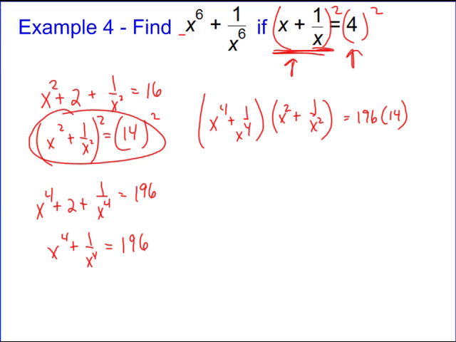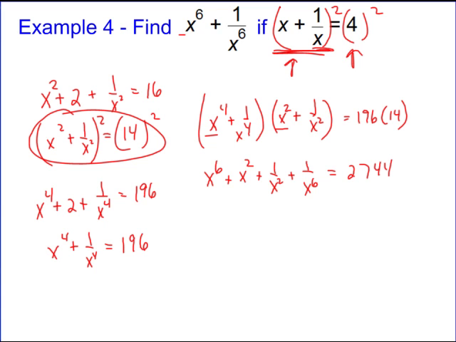Then, when I multiply this out, well, this times this gives me the x to the 6th like I'd hoped. X to the 4th times 1 over x squared, well, that gives me x squared. And then 1 over x to the 4th times x squared gives me 1 over x squared. And 1 over x to the 4th times 1 over x squared equals 1 over x to the 6th. And then I multiply 196 times 14, and I get 2,744.